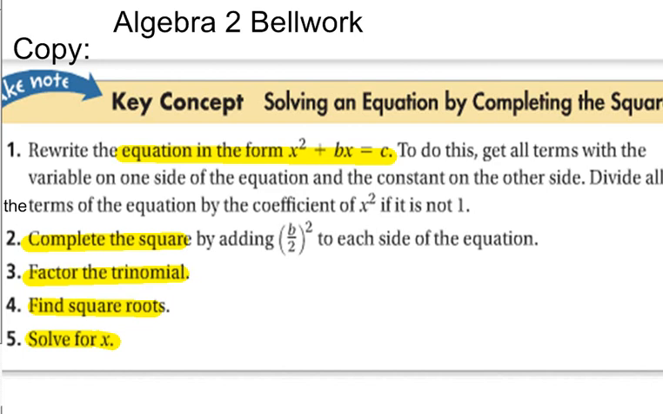So today we're going to continue our lesson from yesterday. I've asked you to copy some key concepts here, the steps on solving an equation by completing the square. So the first step, you want to rewrite your equation in the form of x squared plus bx equals c. So you see you get all the x terms on one side and all the constants on the other.